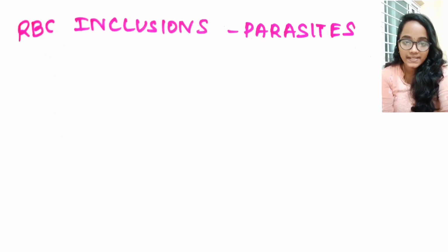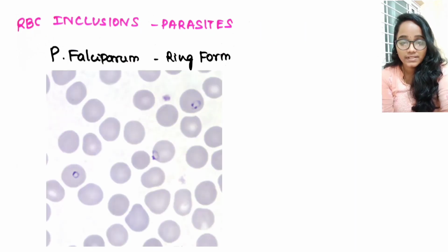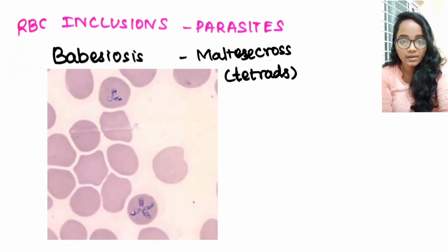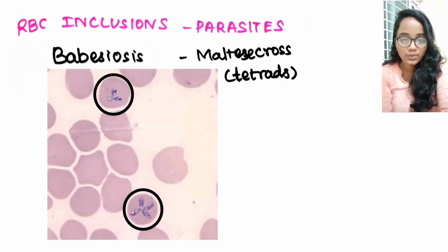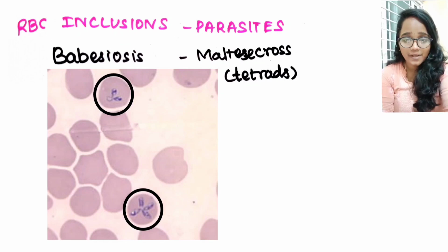Next, parasites in RBCs. If a ring form is seen in RBCs, it is due to Plasmodium falciparum, and if there is a Maltese cross appearance, it is due to babesiosis. This is all about RBCs.